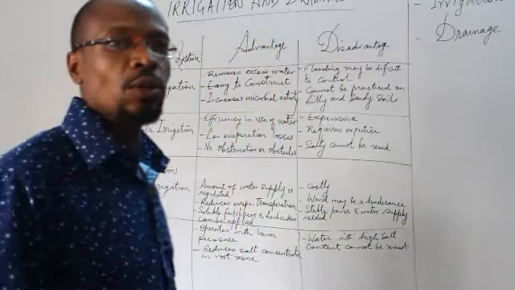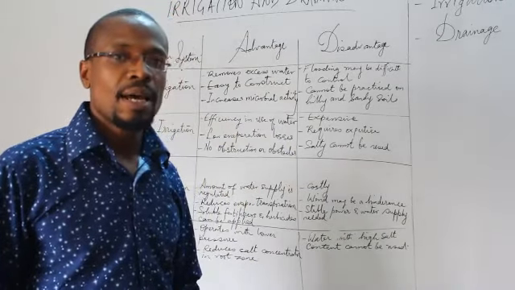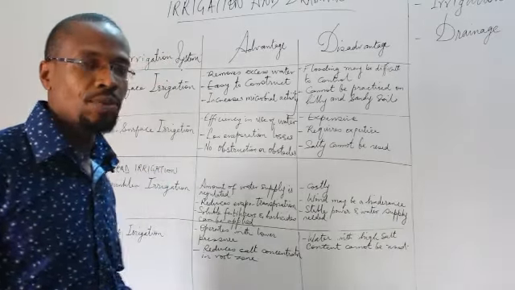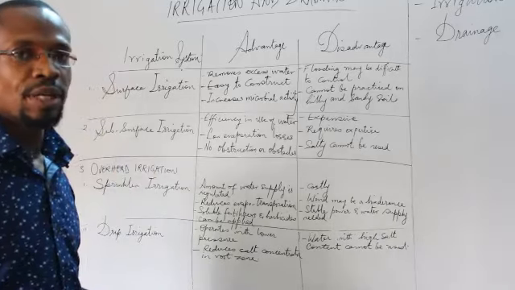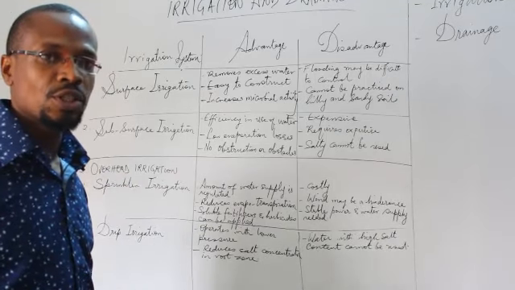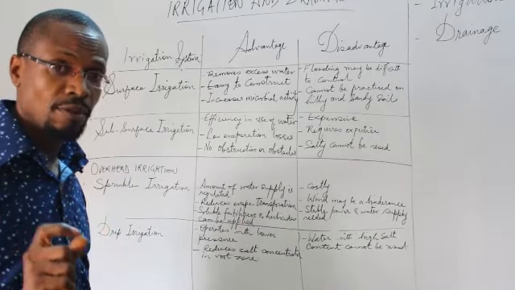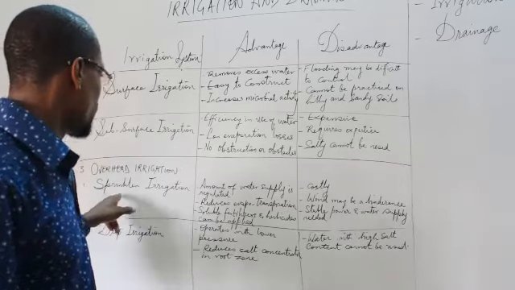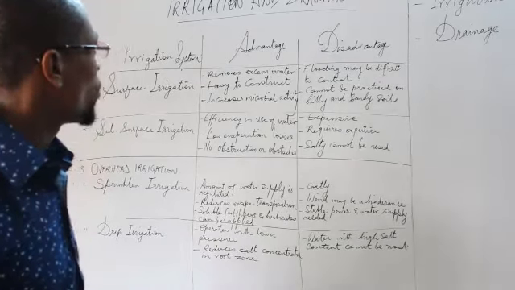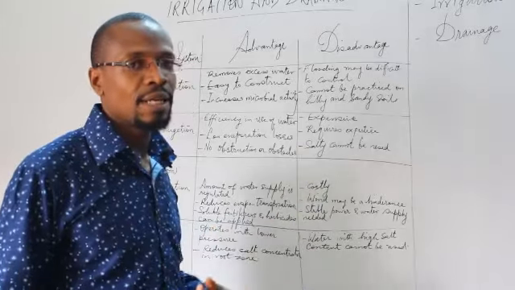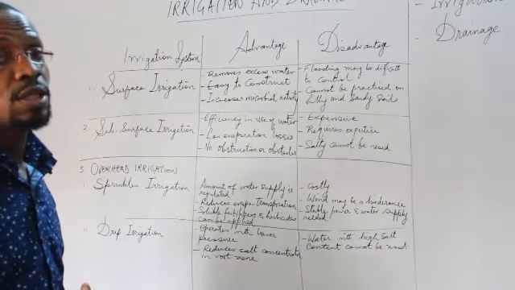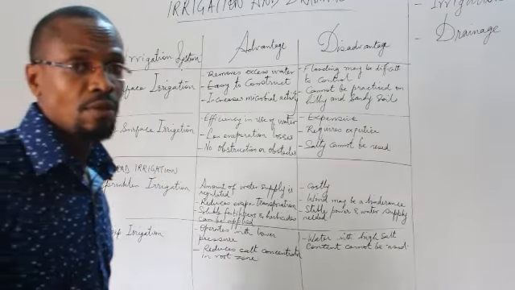Right now, we will take a look at the irrigation systems. I mentioned that there are 3 of them, and you can see them here on the board. The surface irrigation, subsurface irrigation, and overhead irrigation. The overhead irrigation is further subdivided into 2. We have the sprinkler irrigation and we have the drip irrigation. Then we will go on to look at the advantages and disadvantages. This helps us to compare the different systems of irrigation.